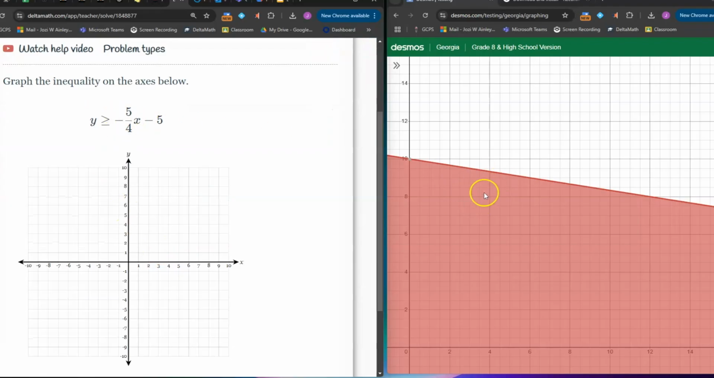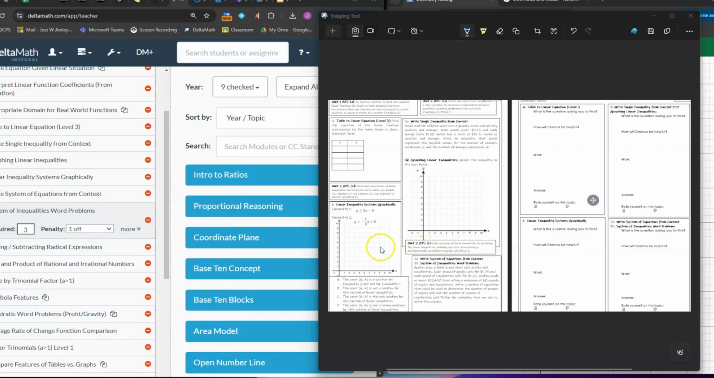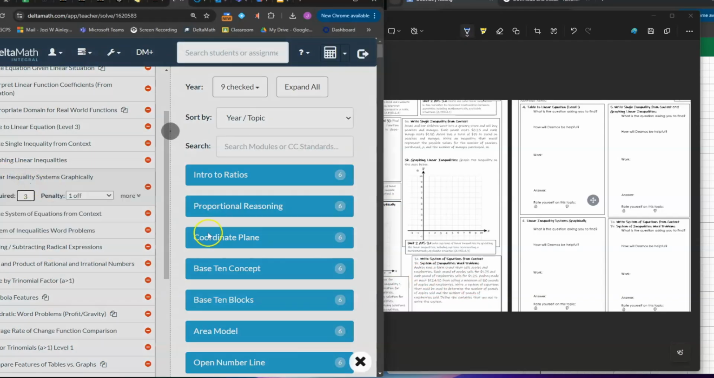So you're just going to type it all into Desmos and find two coordinates, plot them, and then make it solid or dotted, and then shade. Let's practice. We've already covered this in the previous question that I just did, so I'm going to cover it again just to make sure you're okay. So this one is the linear inequality system graphically. So I go to that one.